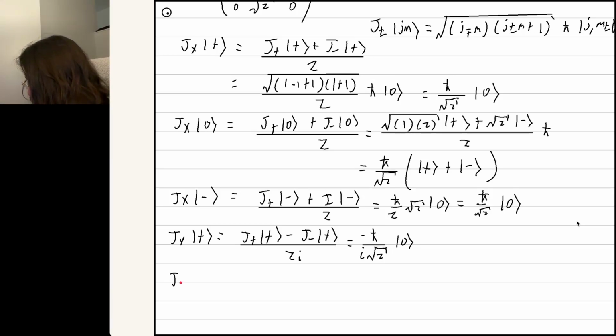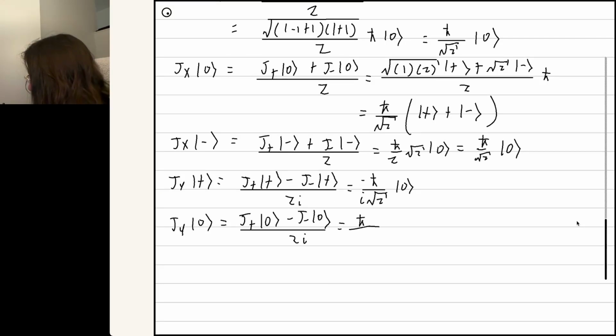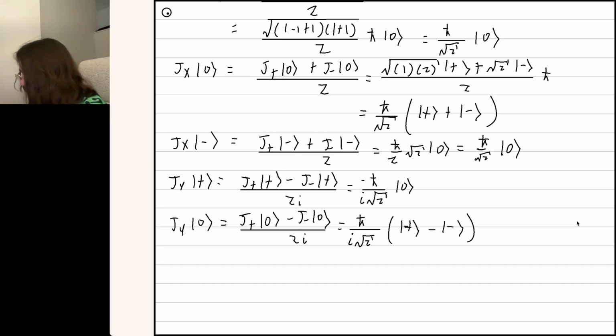And then if you operate the 0 vector on it, you have j plus 0 minus j minus 0 over 2i. So you'll have h bar over i root 2. That one's going to go to plus, and the minus one's going to go to minus. Again, you get a superposition, but this one is flipped.